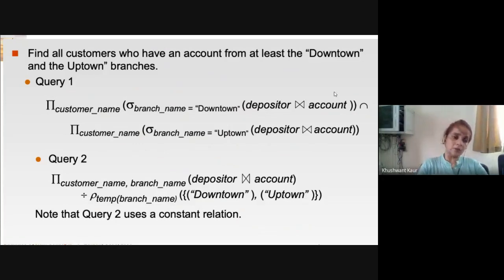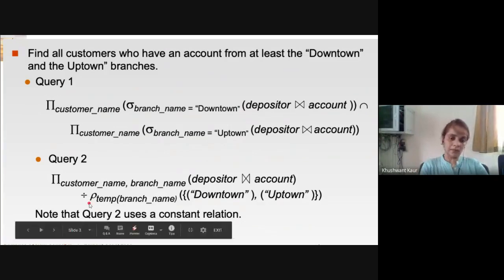Then the next methodology to write this query says, okay, we can use the divide operation here. This query is basically using a constant relation. We can write the query this way. For branch name, we have two options. It may be downtown or it may be uptown.